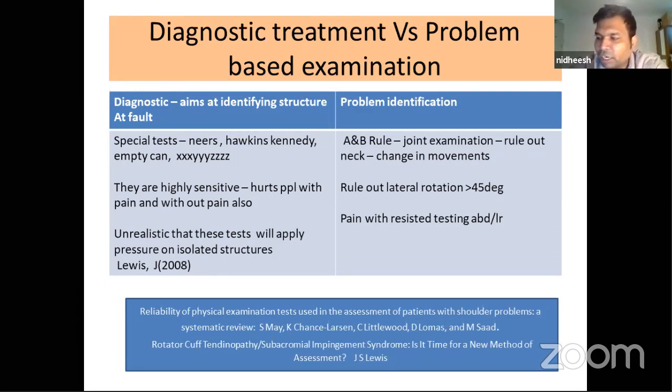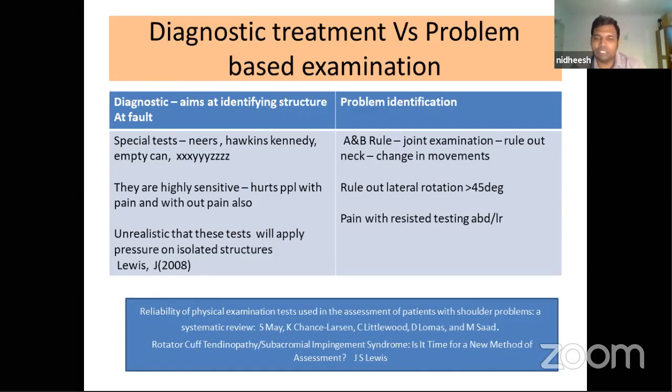I would check the neck and I'll ask them to do certain neck movements and see if you can change certain neck positions and see if that is reducing the pain or aggravating the pain. That kind of indicates that something is coming from the neck. And then I rule out lateral rotation greater than 45 degrees, which kind of indicates that there's stiffness, something to do with restricted movements and stiffness. Generally, I would look at PA shoulder or anything to do with the shoulder joint, OA shoulder, something like that.